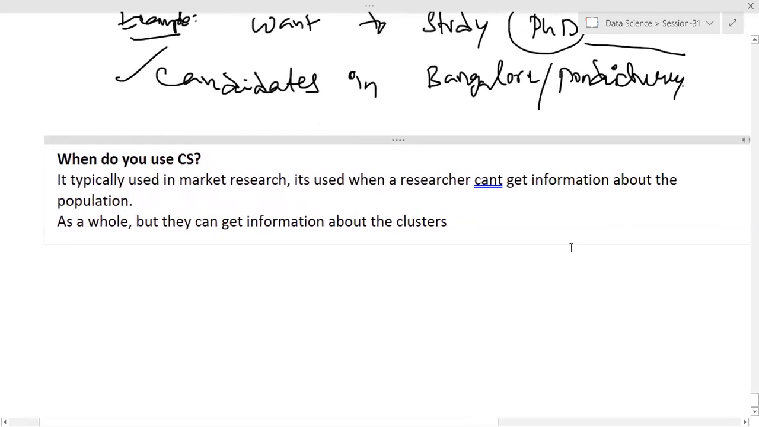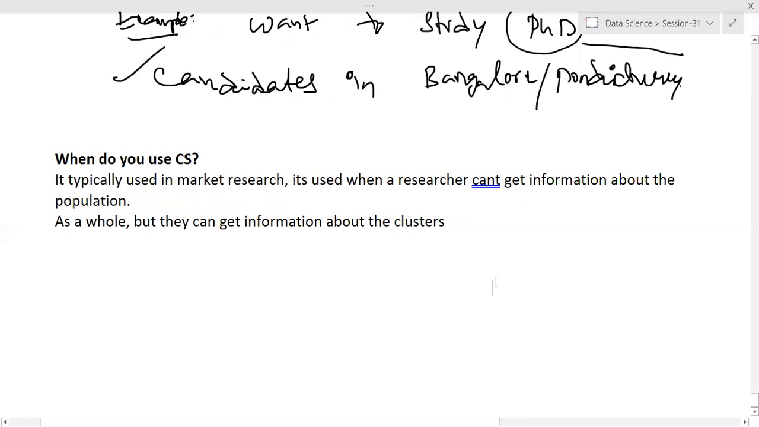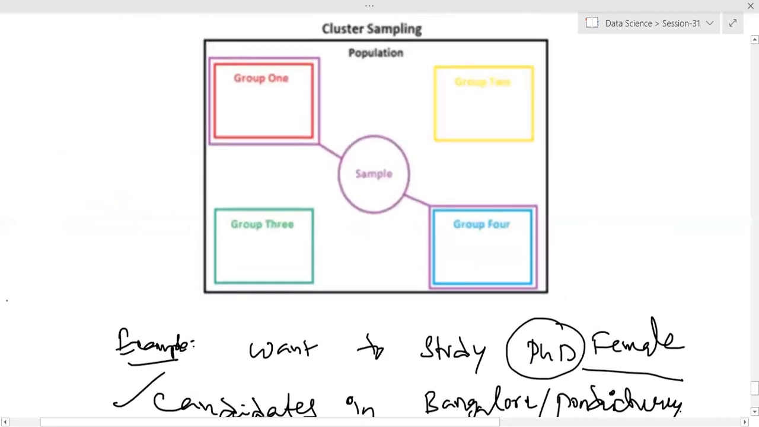What is that point, friends? If he does not have any information about the population, maybe how many features or how many records, I have no clue about the population as a whole, but they can get information about the clusters. Here some segregation is already there, and on top of that, I want to apply my machine learning algorithm. These are all the important aspects we need to consider in sampling techniques, friends.